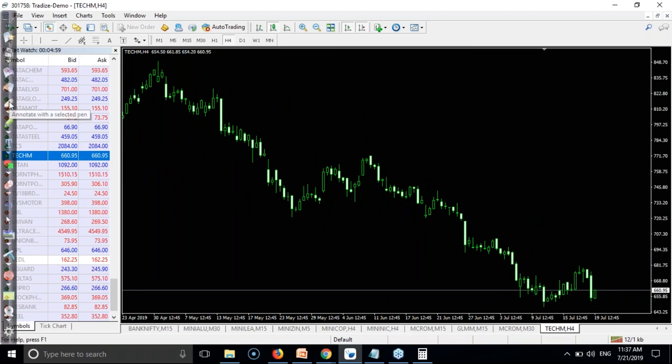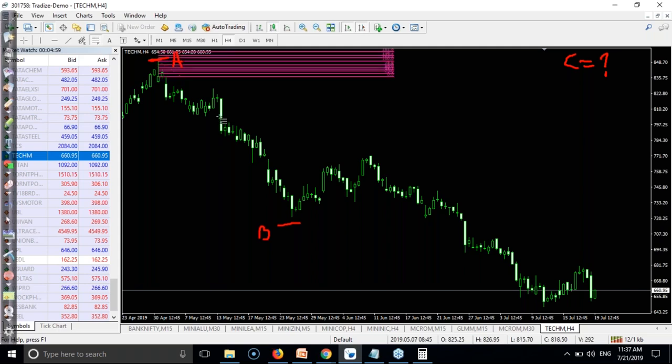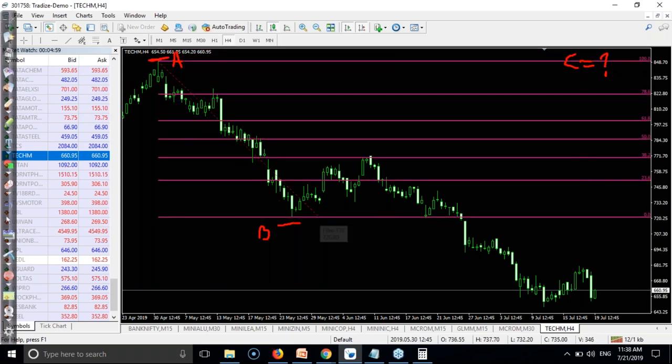What have we seen here? Suppose this is the higher point, and this is the lower point. Is it clear? This is the A point. And now let's see, this is the B point. Now we're gonna connect the A point and B point. What is the C point? We need the C point, right? So let me connect Fibonacci right there. I connected the A point and B point.